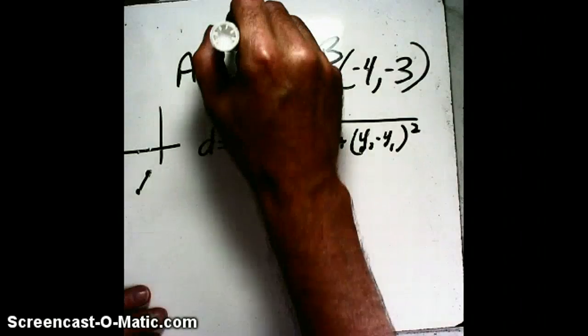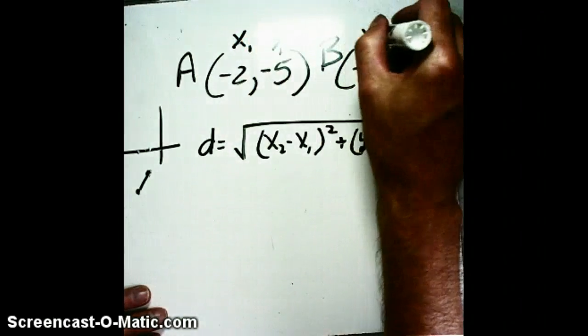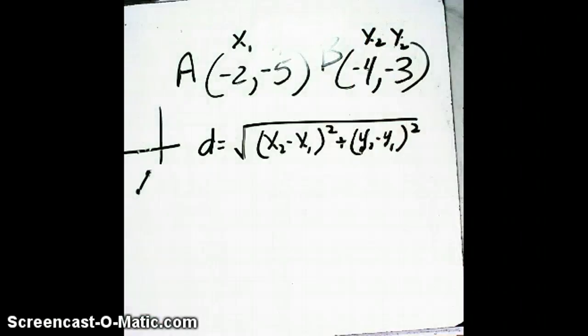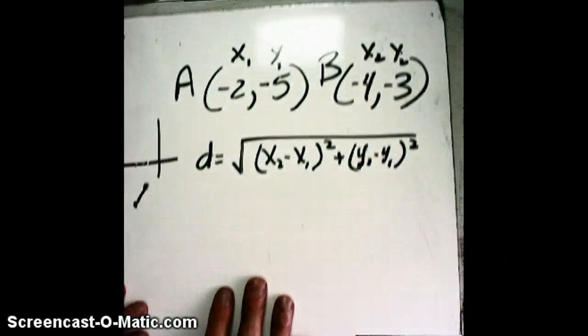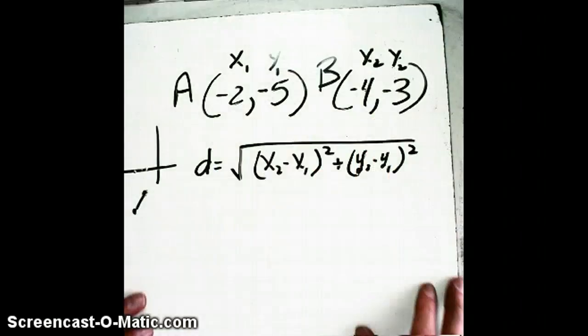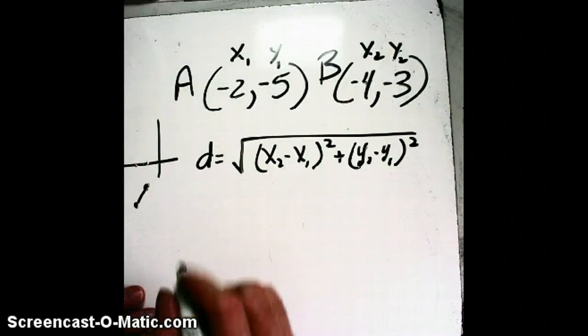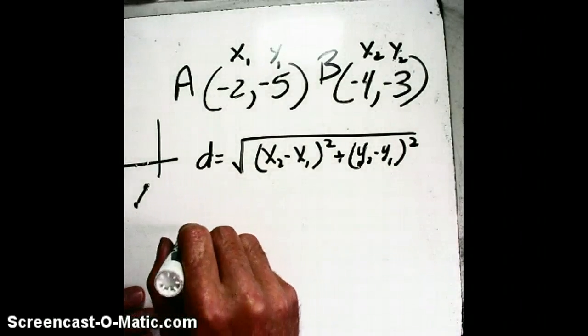To make it easy, just do this. This is x sub 1, y sub 1. This is x sub 2, y sub 2. This goes back to the idea of what a coordinate is all about. It's got an x and a y number or value. This is basically a plug and chug problem. There are shortcuts, but we're just going to do it like you've never done it before.